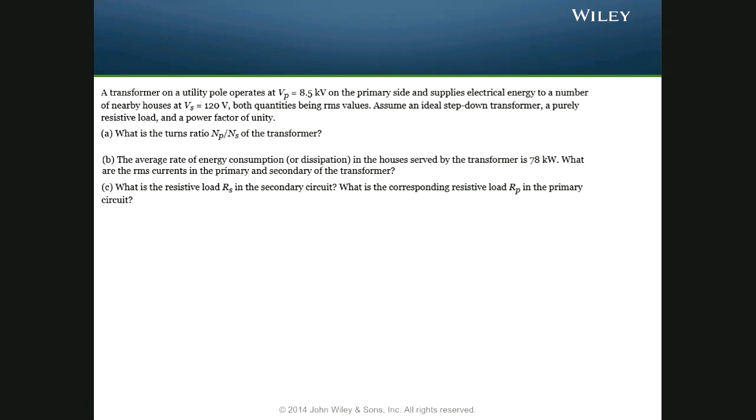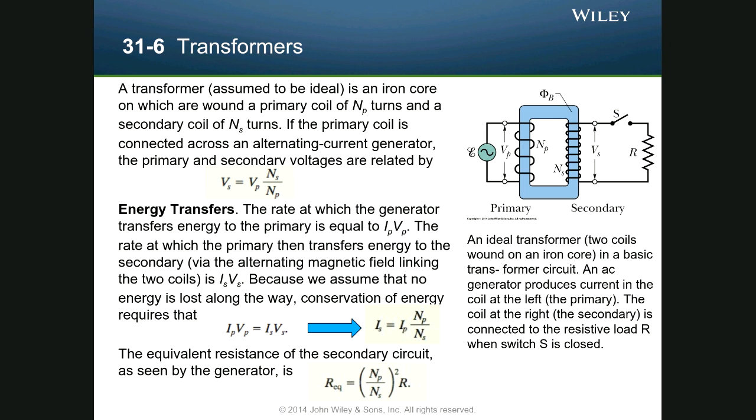So we have a transformer question, but I want to talk about this RS. It says here that we can look at this equivalent resistance in the secondary circuit as the ratio of the turns squared over R. I guess that's just something to look at and calculate, because I don't even remember doing this part before.